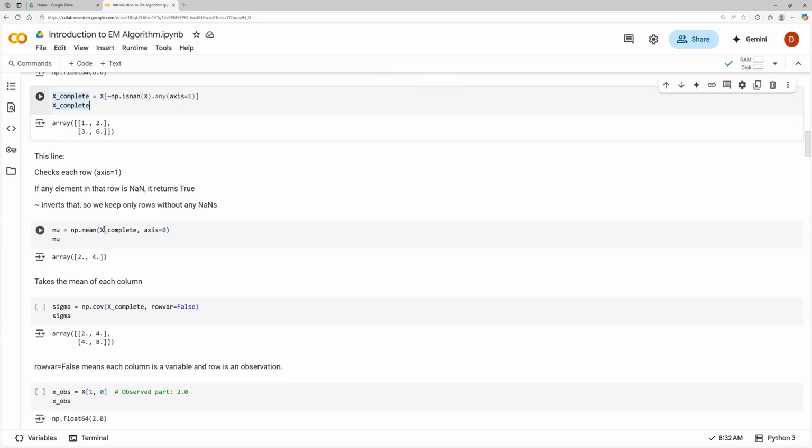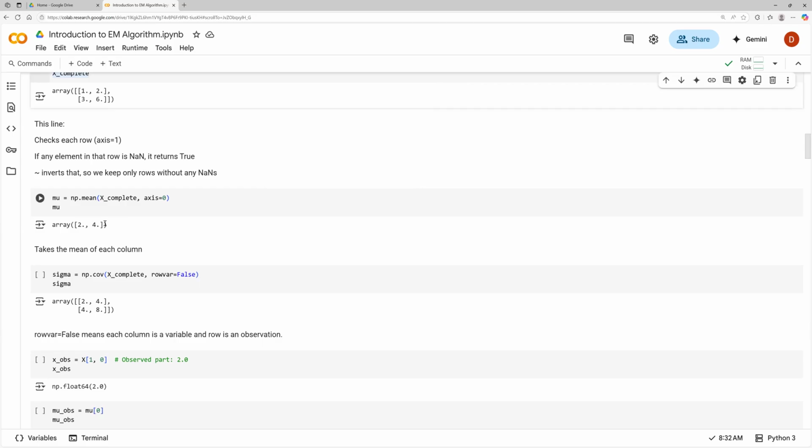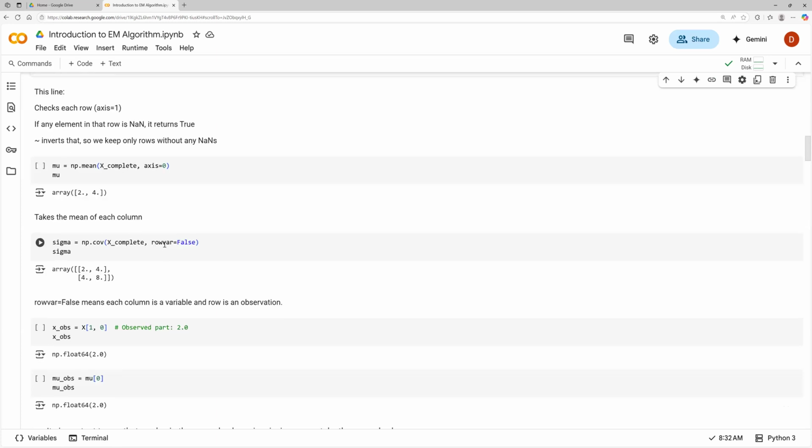When we do that, we get a mean of 2 and 4: 4 divided by 2 is 2, and 8 divided by 2 is 4. Now, we also need the covariance matrix, and we say row variance is equal to false. So we're going to get this: 2, 4, 4, 8.